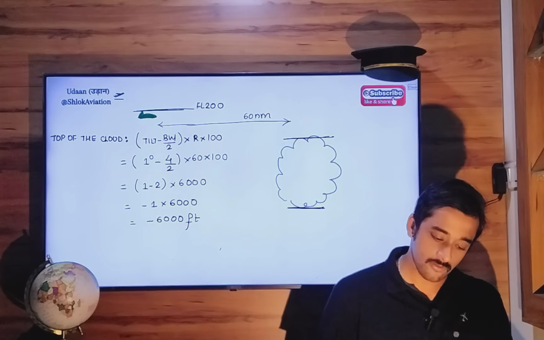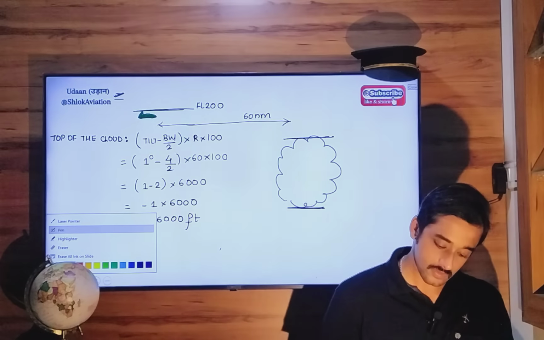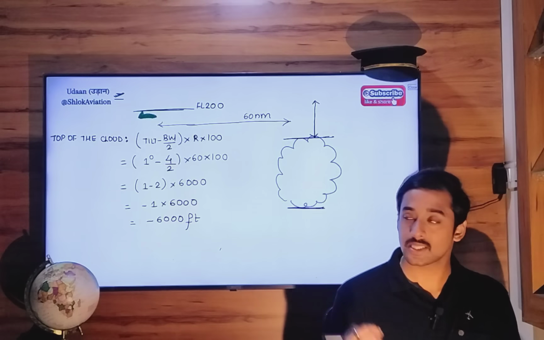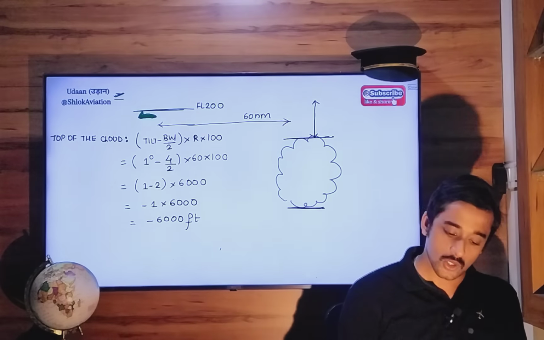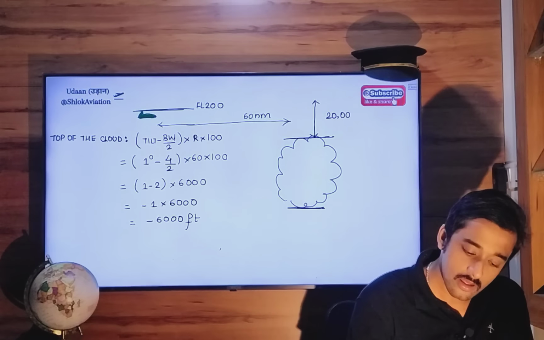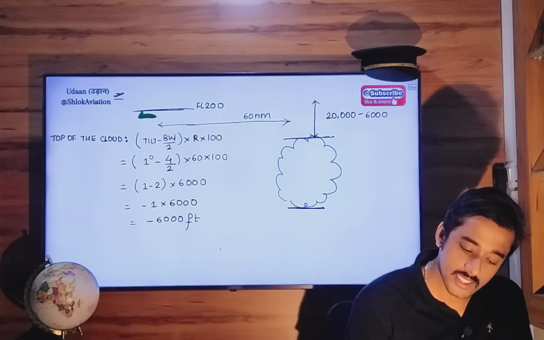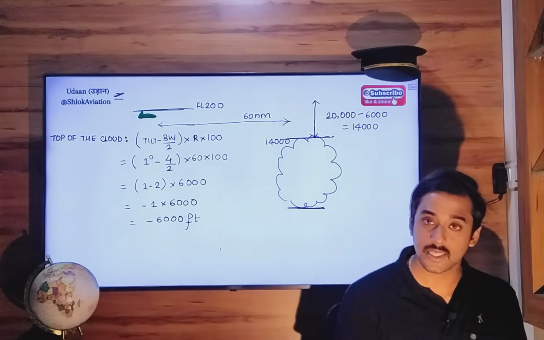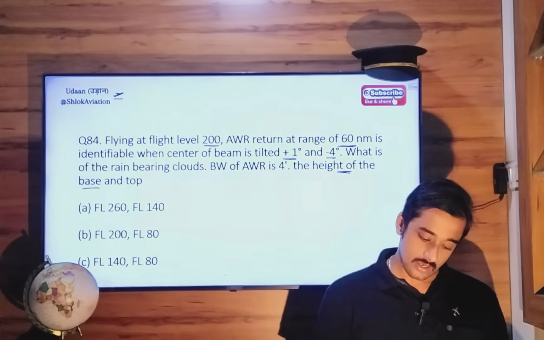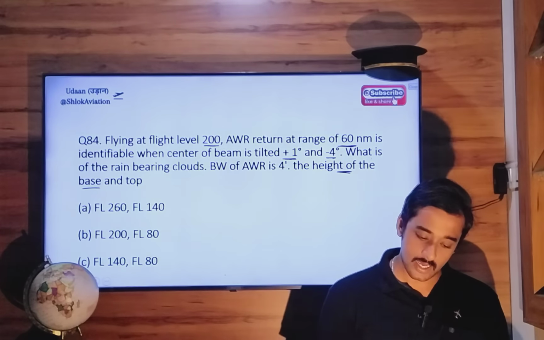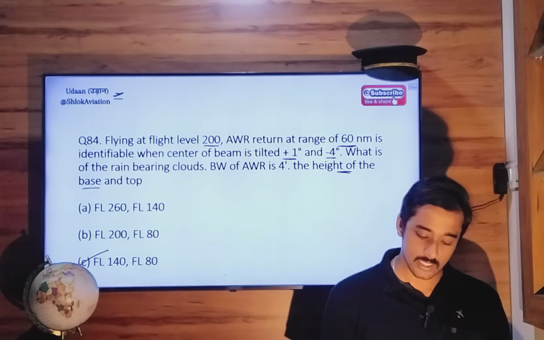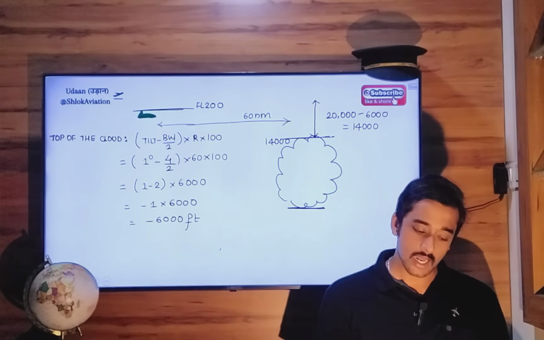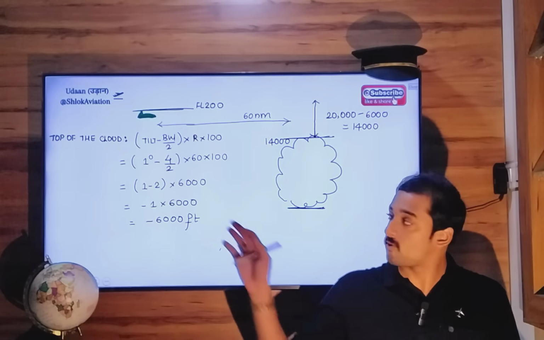So 6000 feet below you means, flight level is 20,000 feet, cloud is 6000 feet below you. So 20,000 minus 6000 is equal to 14,000. So the top of the cloud is at 14,000 feet. So the only option here is option Charlie. So you are going to select that option. And the base of the cloud is 8,000 feet. You can also calculate the base of the cloud using the same formula here.